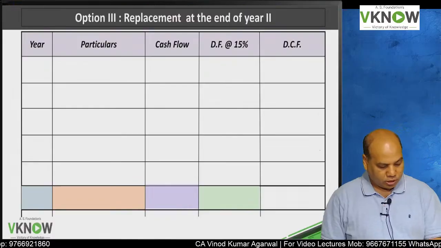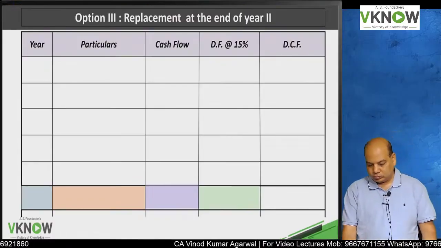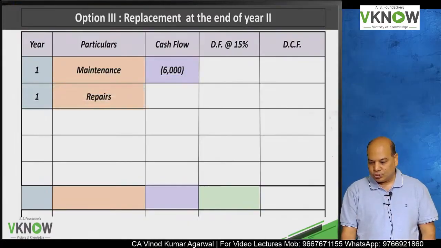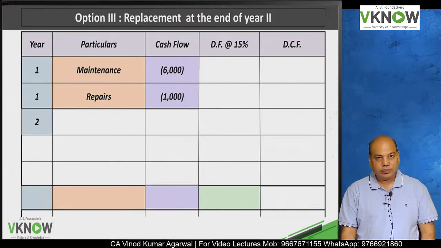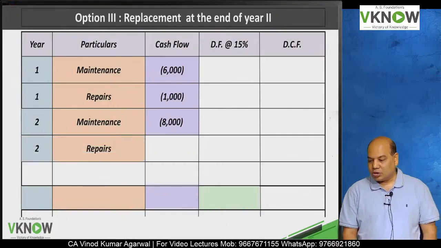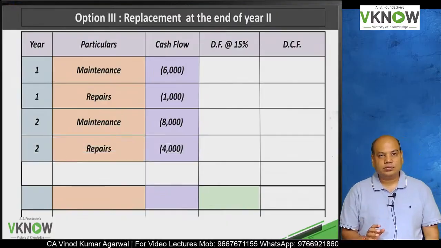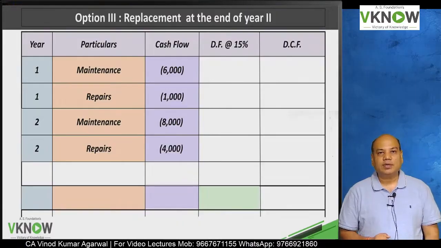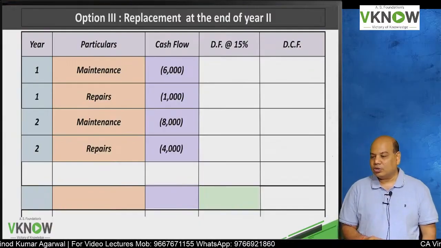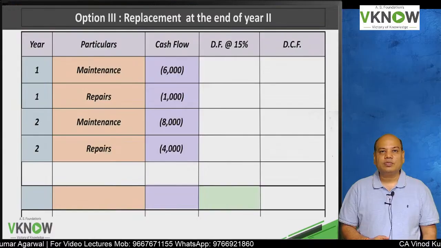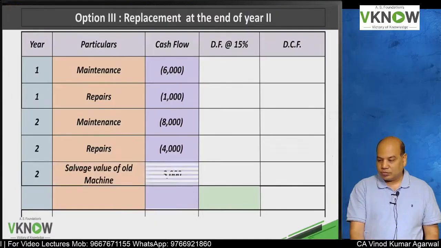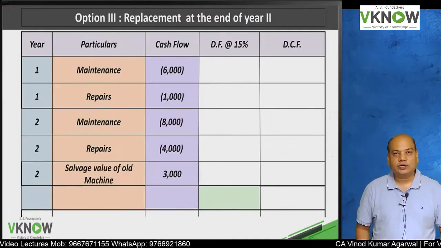Only write cash flow from the old asset. Year 1 maintenance 6,000, year 1 repairs 1,000, year 2 maintenance 8,000, year 2 repairs 4,000. You will ask why we have not written scrap value in year 1. Because we are not going to sell it. Simple common sense. If I am not going to sell it, how will I get the scrap value of year 1? You will get scrap value in year 2, 3,000.